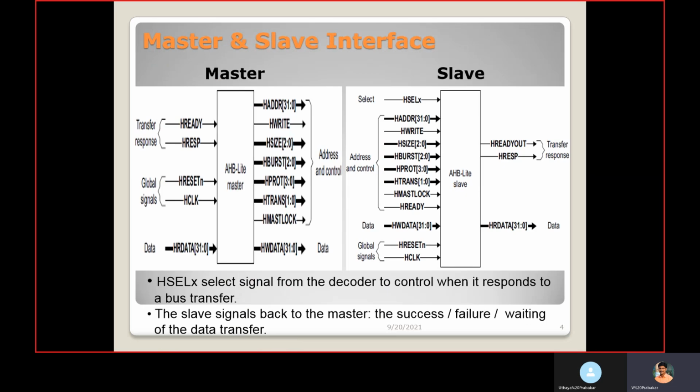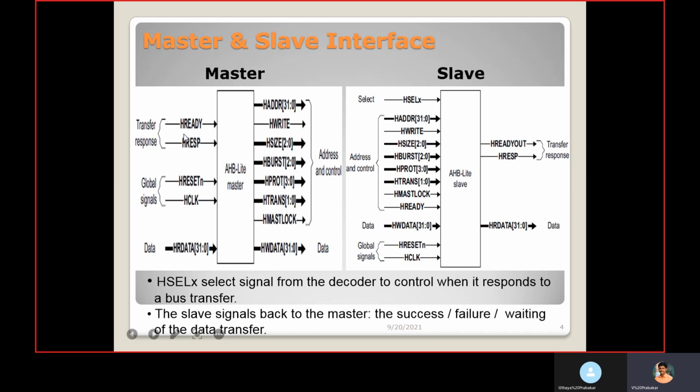Then these are the slave and master interface signals. Let's take a master: these are all the output signals, and these are all the input signals. HADDR 32-bit, then HWRITE, HSIZE, HBURST, HPROT, HTRANS, HMASTLOCK, HWDATA. So these are the address and control signals, and this is the data signal. We are going to see each and every signal's usage and types.